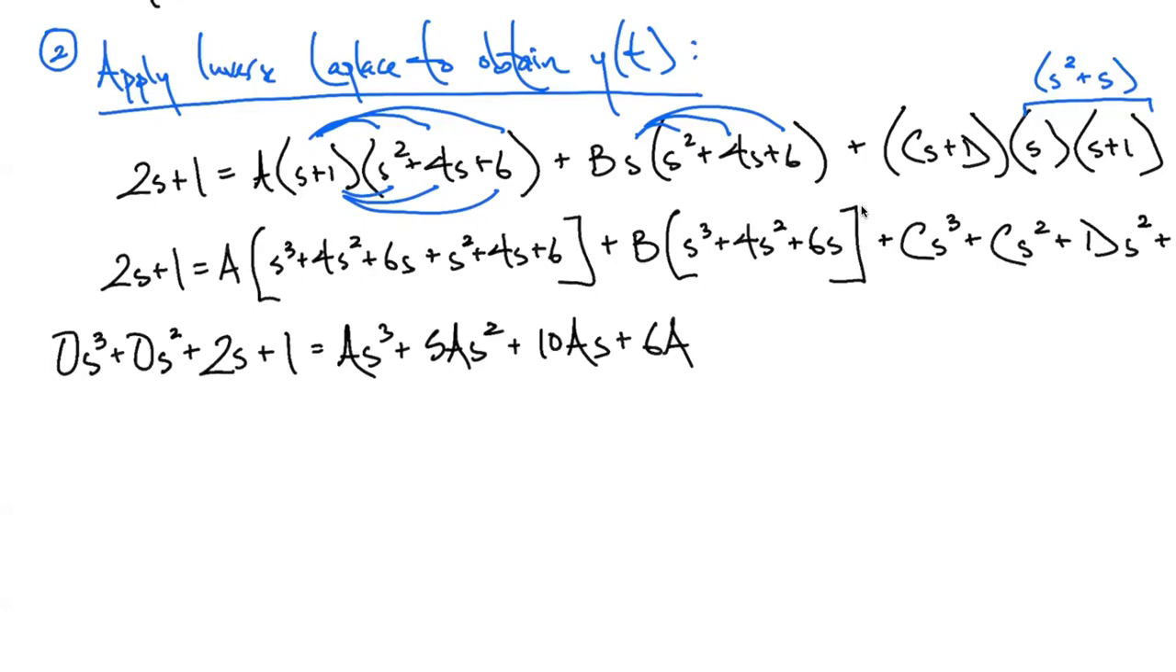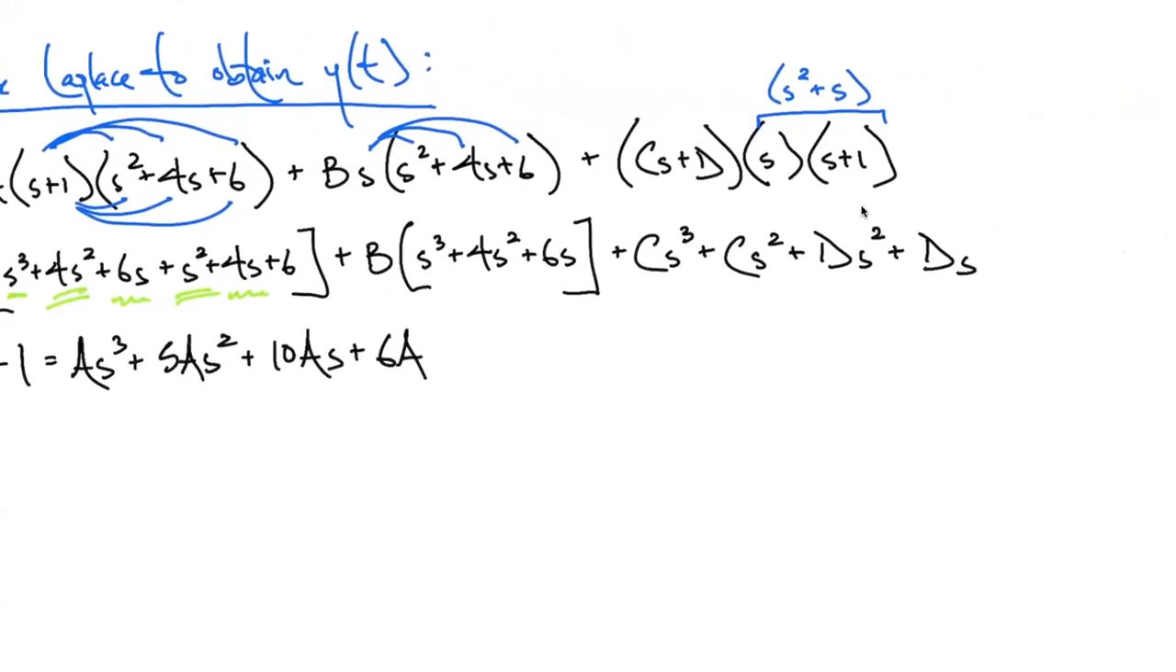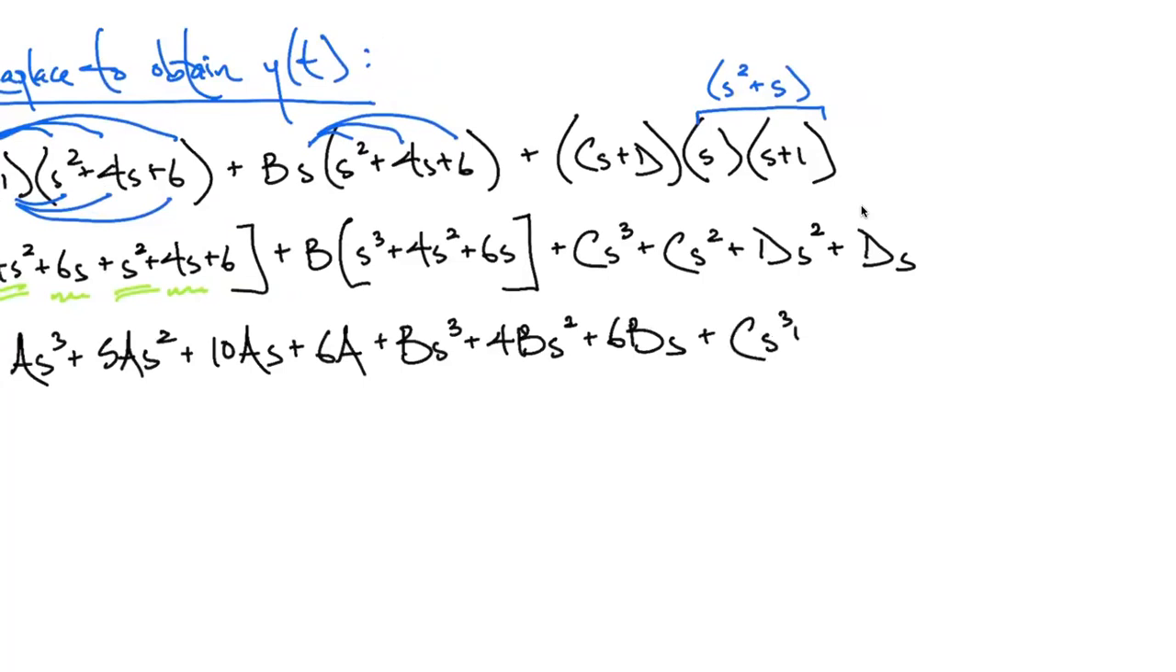All right, let's do a quick double check. Does that seem to work out with the distribution here? As cubed plus, yeah, because I've got the s cubed, I've got these two that have the s squared, the 6s plus the 4s, and then just the 6 at the end. Okay, we'll do the same thing with the b terms: plus bs cubed plus 4bs squared plus 6bs. And then we'll list out the last ones: cs cubed plus cs squared plus ds squared plus ds.